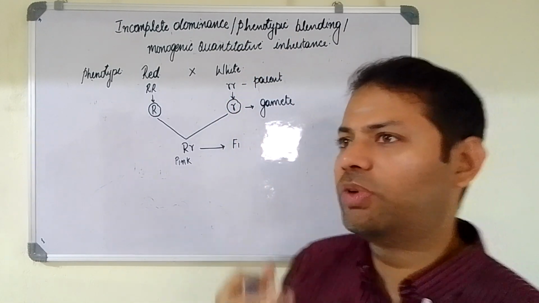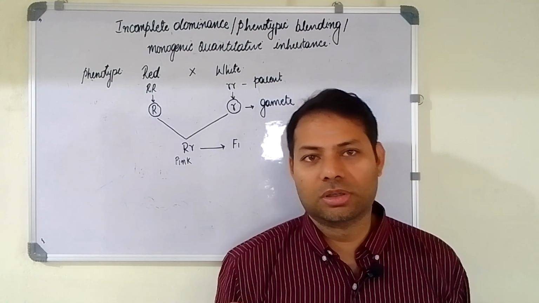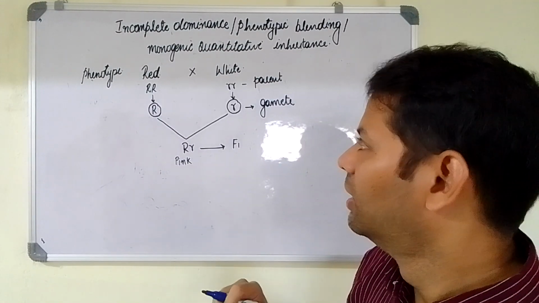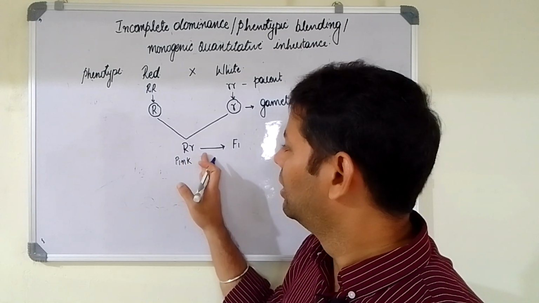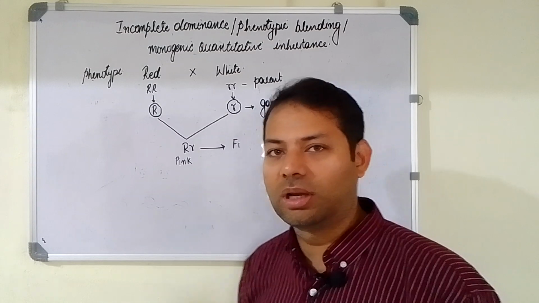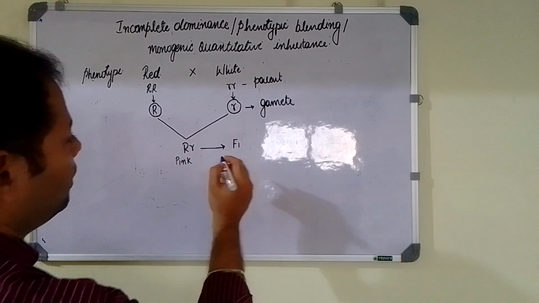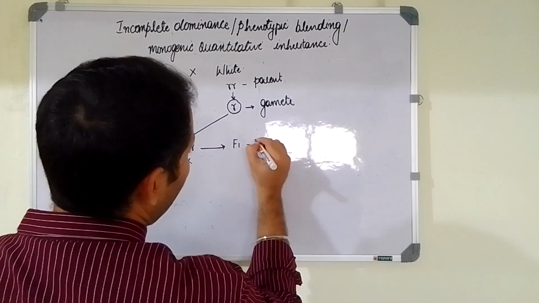F1 generation showed a very different phenotype, which is not obeying the law of dominance that was proposed by Mendel. So what he identified here is, the flower is showing what color? Pink color. So this pink color flower is an intermediate phenotype.